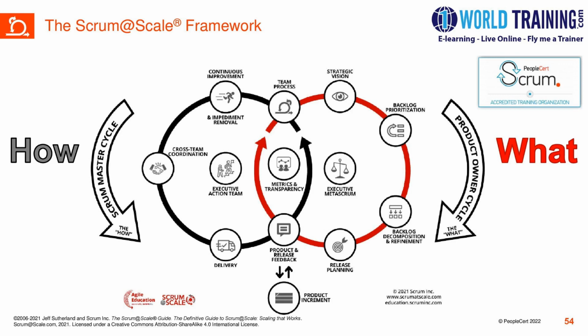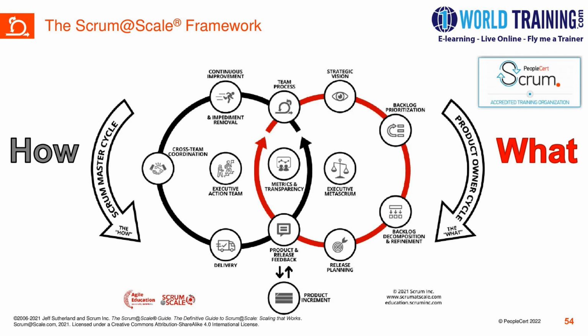So how you can produce the metrics, what those metrics would look like, and how you can enable transparency between various stakeholders. This is how the Scrum at Scale framework works, and it helps you bring the agility of the Scrum framework across the organization.